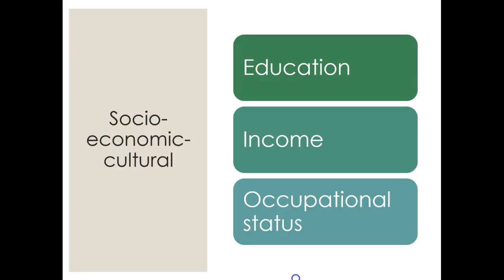And then there's socioeconomic cultural determinants of health. These are things like education, income, occupational status. So if you don't have a job, there's a lot of stress that goes along with that because you can't pay your bills. That impacts a person's health. We also know that education is a huge determinant of a person's health. Income, yes, because if you don't have money, there's again that stress of not knowing where the next meal may be coming from, and that can impact your health.